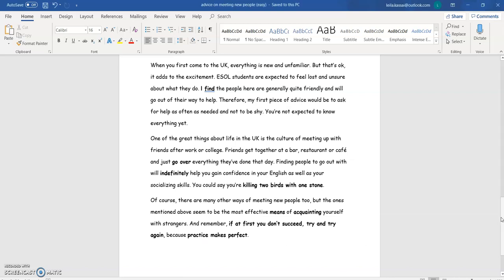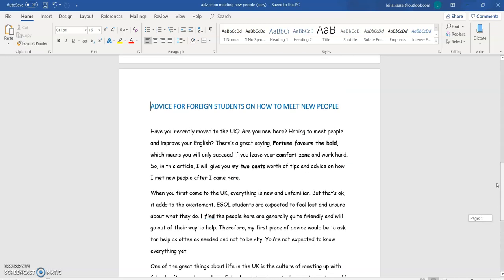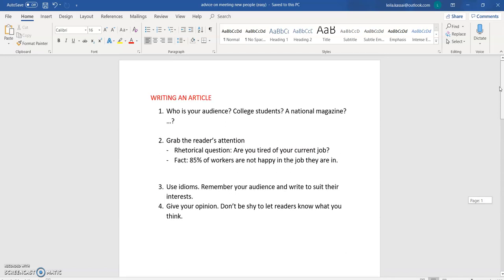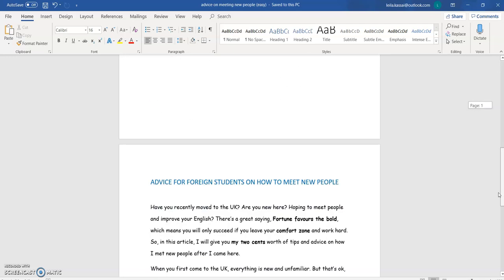So there you have it. This is an article that I wrote, and the title was Advice for Foreign Students on How to Meet New People. And in this article, as I've shown you, I have tried to meet all these different criteria. I remembered who my audience is, and I tried to write according to the level of English or the interest of my audience. I grabbed my reader's attention right at the beginning by using a rhetorical question, and I'm quickly going to go over it.